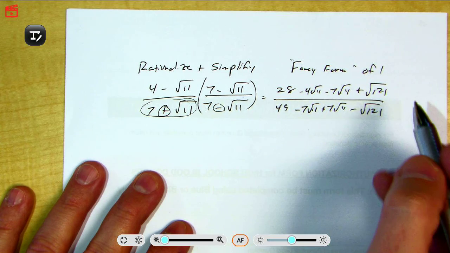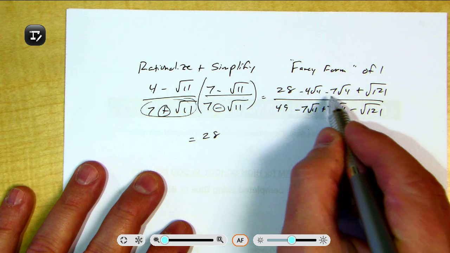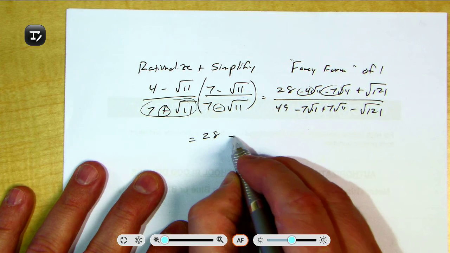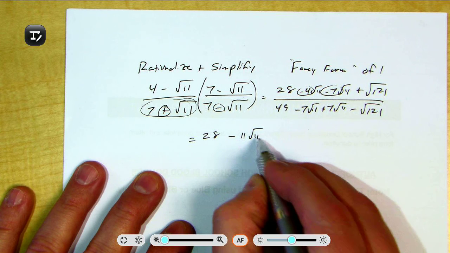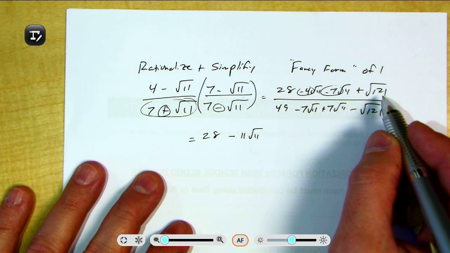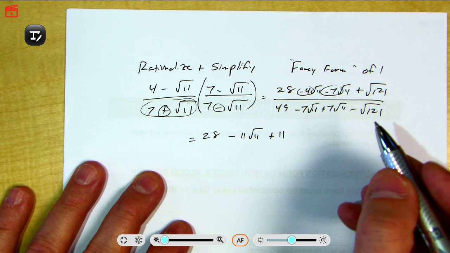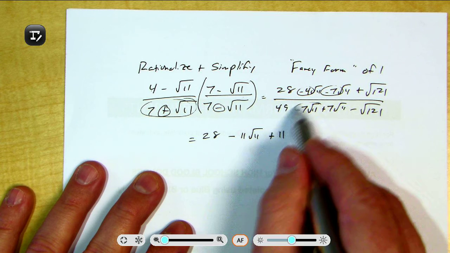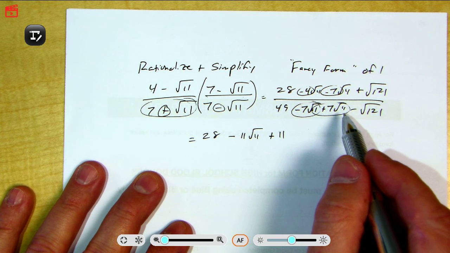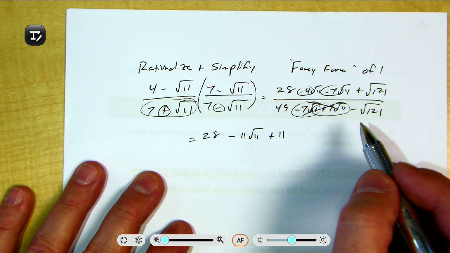Now let's combine some like terms. So that's 28. What's negative 4 minus 7? Remember, we're just adding and subtracting the coefficients. That's minus 11 rad 11. Hey everybody, what's the square root of 121? 11. It is 11. I don't know if you guys could hear that. There's a lot of 11s on the board there. What happens, boys and girls, between these two terms right here? Somebody say, they cancel. They cancel out, which is why we're multiplying by the conjugate.